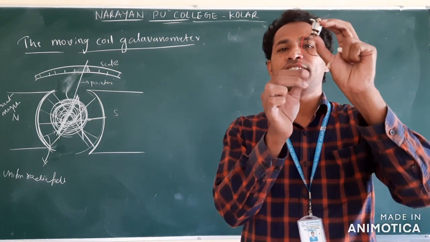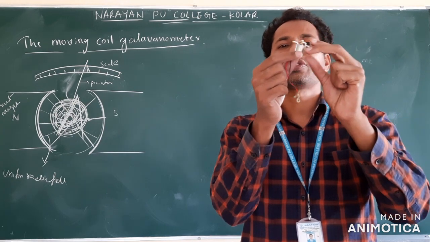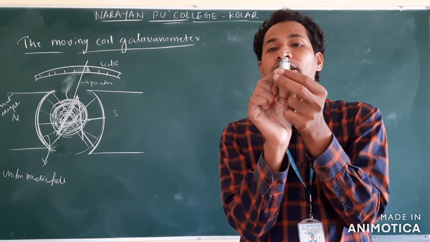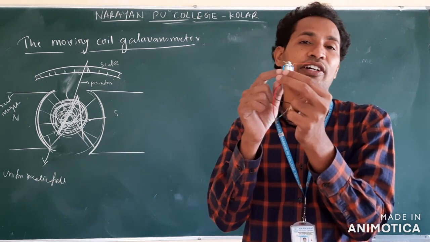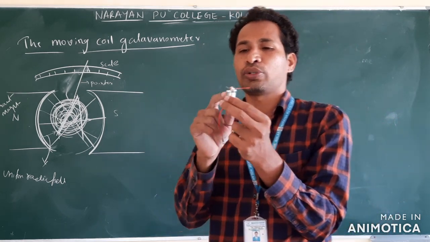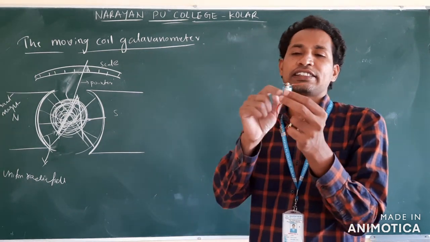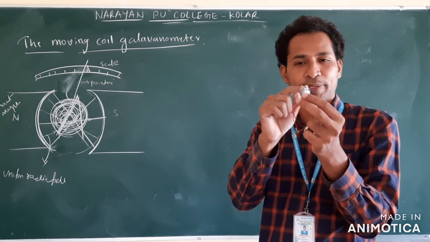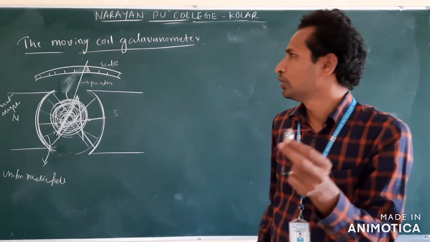Now, what happens when current passes through these two terminals? Here you have black and red knobs. When current passes through, what happens? This coil is placed in a uniform radial field, and it is a rectangular loop. Already we have seen a rectangular loop placed in a magnetic field. It experiences torque. The radial field is everywhere perpendicular, acting along the plane of the loop, perpendicular to the area. Clear?